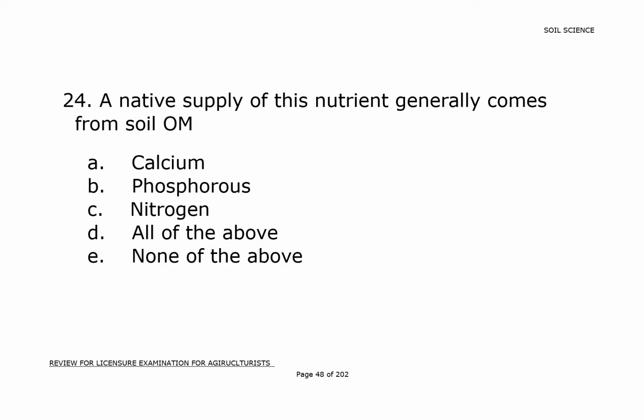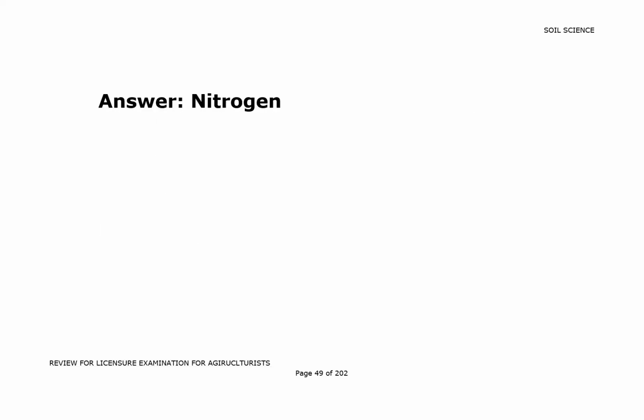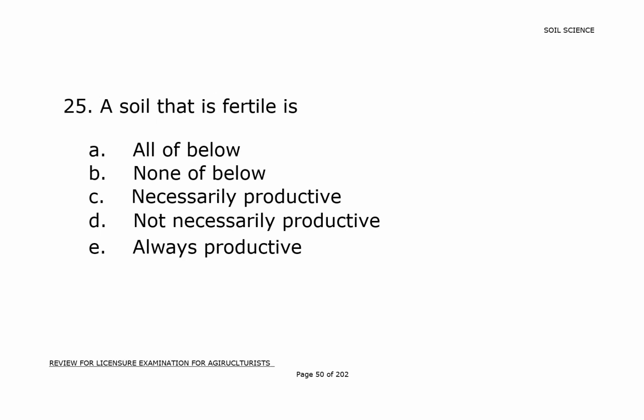Number 24. A native supply of this nutrient generally comes from the soil OM. A. Calcium. B. Phosphorus. C. Nitrogen. D. All of the above. Or E. None of the above. The answer is nitrogen.